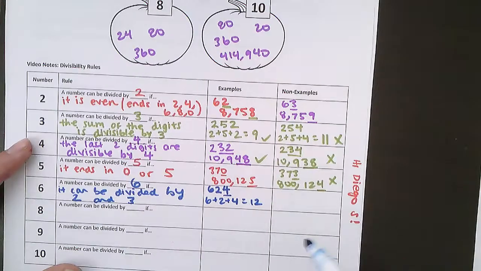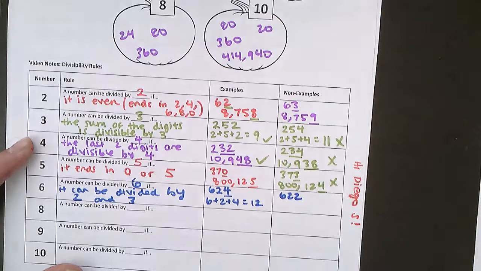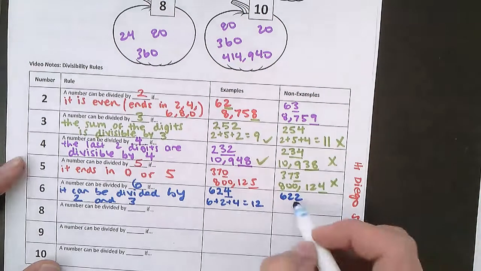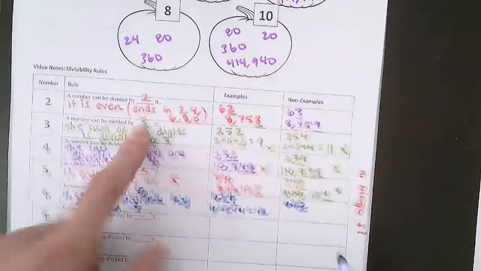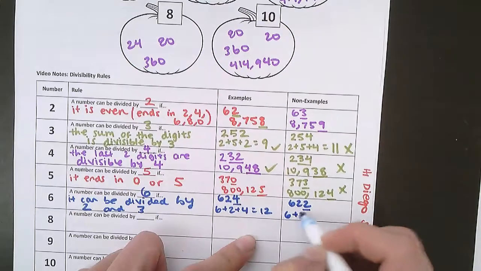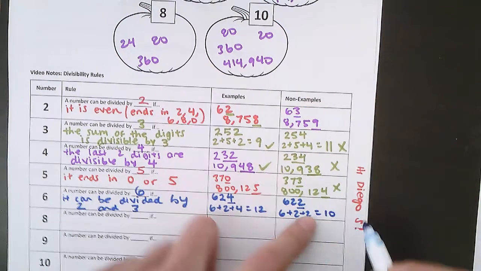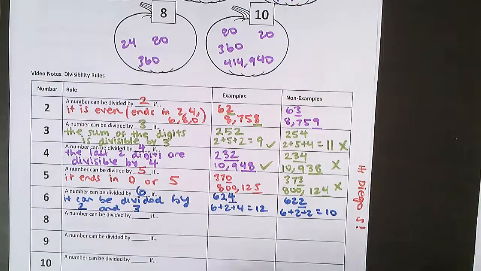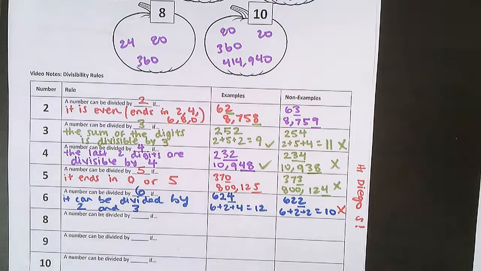But let's say I had the number 622. I can divide it by 2 because it's an even number, but let's do the check for 3. 6 plus 2 plus 2. 6 plus 2 is 8. 8 plus 2 is 10. Can I divide 10 by 3? No, I cannot. So that is not divisible by 6.